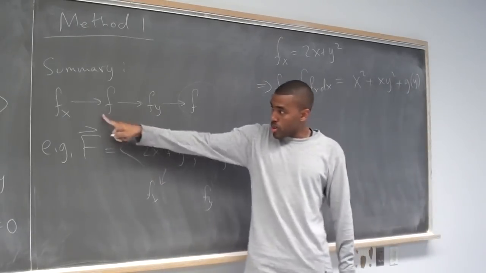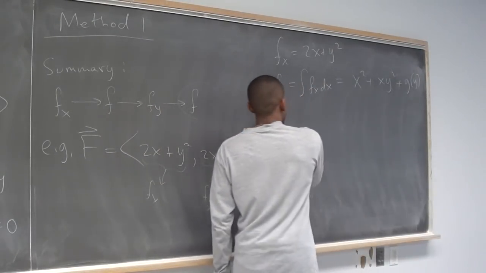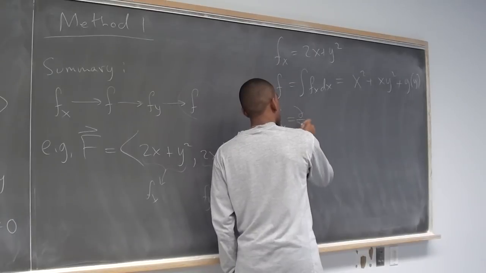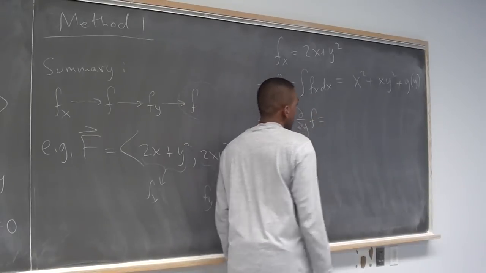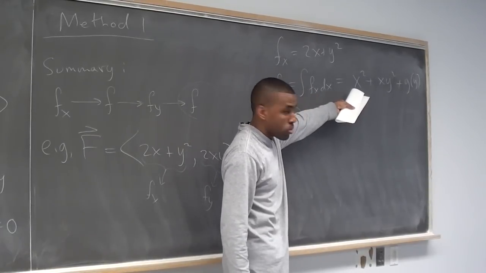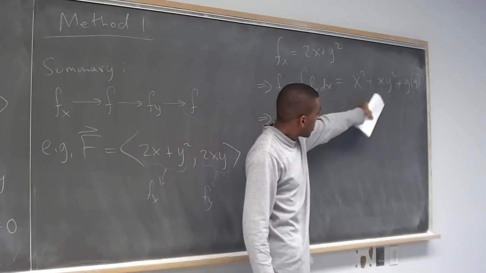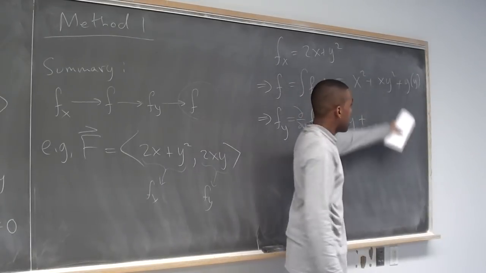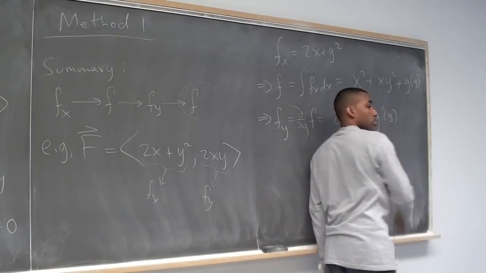So now we're at this step, we're at f. Where do we go next? To fy, right? If I have f, how do I get to fy? Well, I take a partial with respect to y of the function f. So I'm going to take the partial with respect to y. x is a constant, so that goes to 0. This guy would give me 2xy plus partial of g of y is just g prime, right?